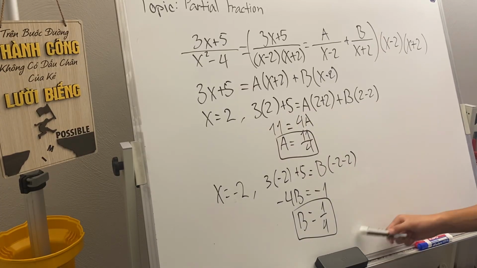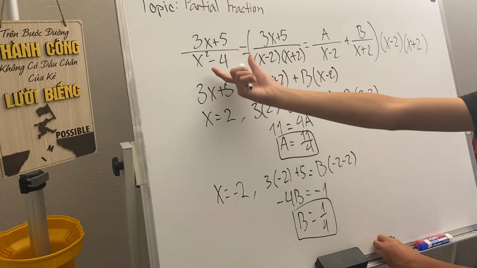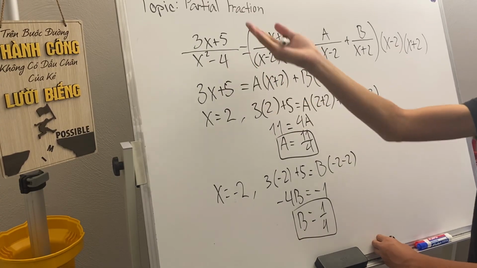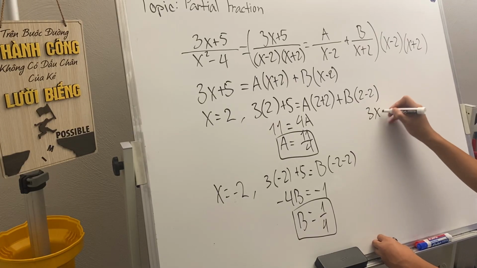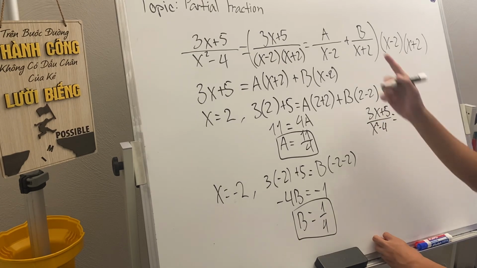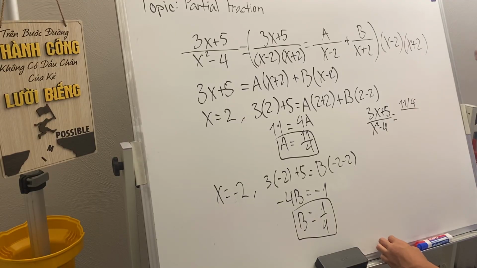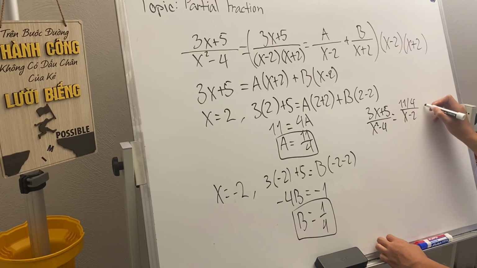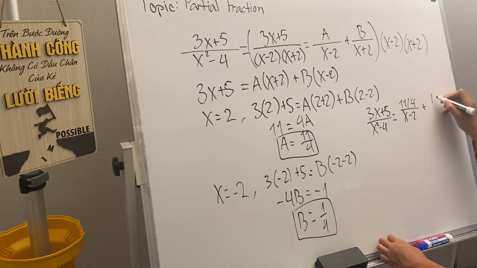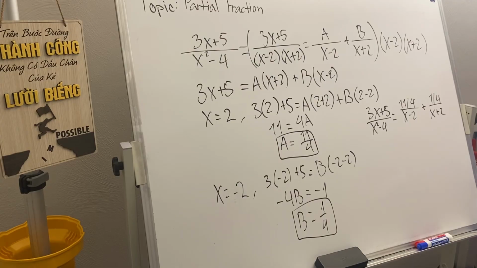So here's our two answers. So the final answer is, let's do this one because this is the original one. It's going to be (3x + 5)/(x² - 4). Break this, you will get 11/4 over x - 2 plus 1/4, that's B, over x + 2. That's it. Now to prove this is right, add them up.